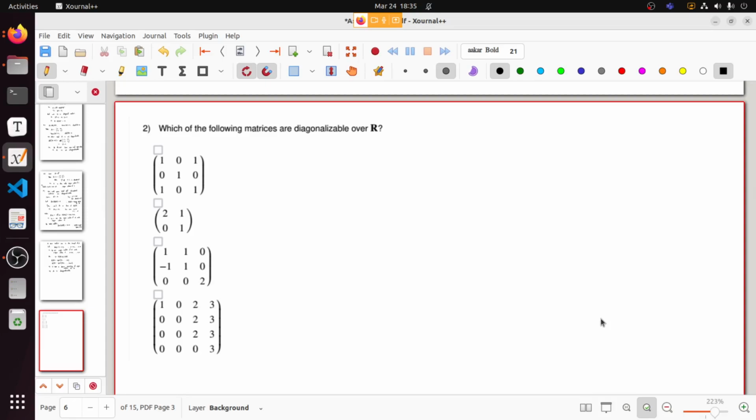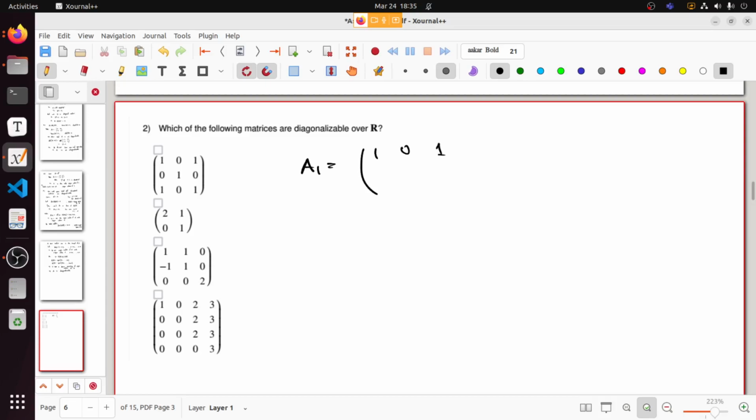We have 4 matrices given. You have to check which of the following matrices are diagonalizable over R. For that you have to find the characteristic polynomial and the eigenvalues. So let's check the first one. Let's call it A1.